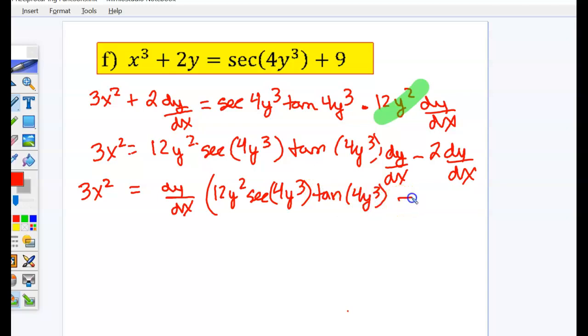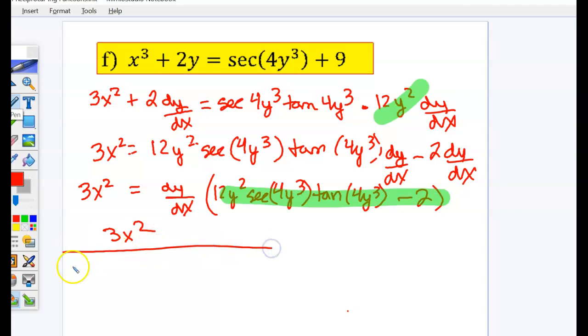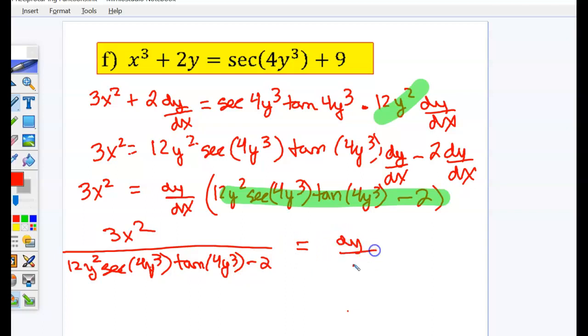And then subtract 2. And then I'm going to divide 3x squared by this expression here. So I'm going to get 3x squared all over 12y squared secant 4y cubed tangent 4y cubed minus 2, and that's going to equal dy dx, and that would be your final answer.